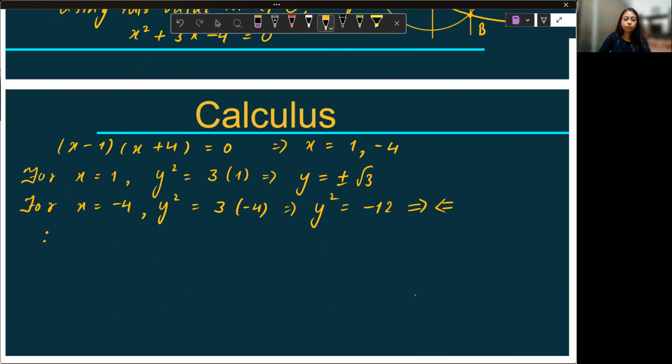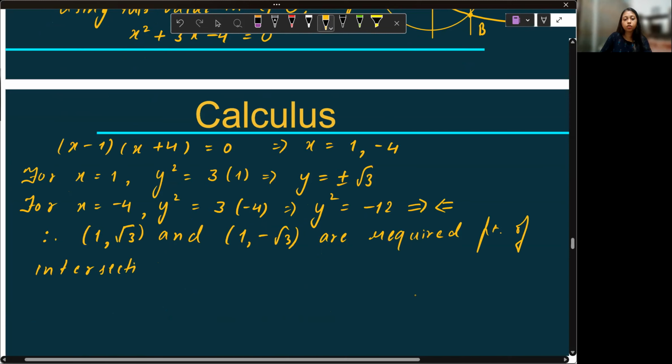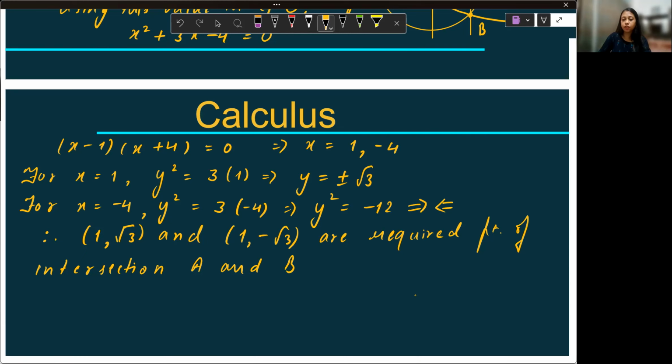Therefore, (1, root 3) and (1, minus root 3). These are the required points of intersection, A and B respectively.